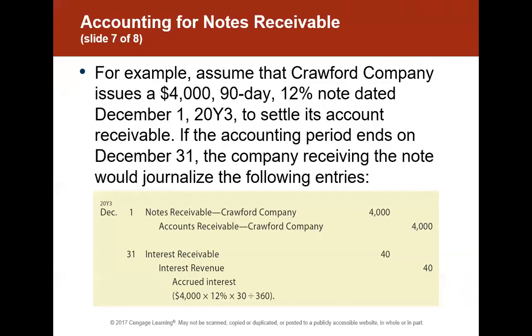Yes. Why are we multiplying 30? Good question. We're doing the 30 days just for the interest that has accrued in this current year. Since the note was issued on December 1st and it's now December 31st, we took 31 minus 1 to get 30 days. If it had been issued on November 1st, then we would have to account for the 30 days of November as well. Good question. Any other questions on that?